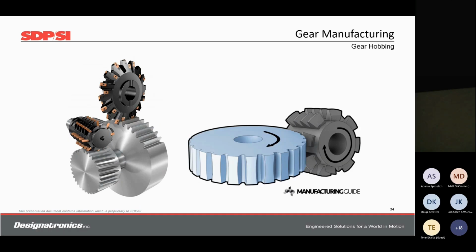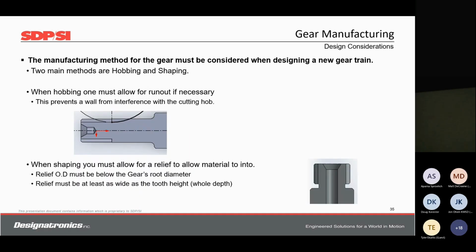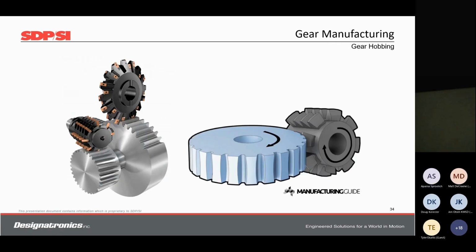Now, shaping can't always achieve the level of accuracy that hobbing can do. So this is hobbing here. In hobbing, you have both the cutter and the gear rotating. Hobbing produces the best surface finish and produces the best accuracy versus cost scenario. It also can produce the highest AGMA quality. And again, it's made from the rotating hob and the rotating gear. Next slide.